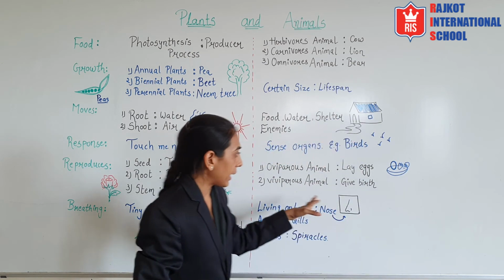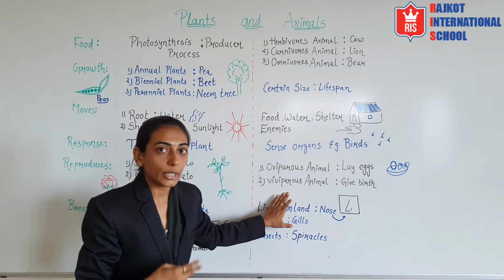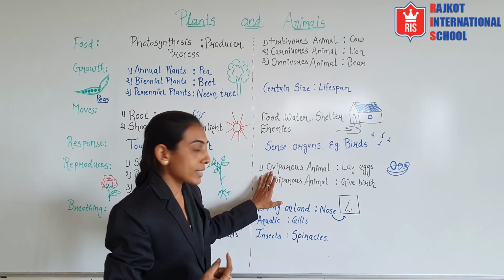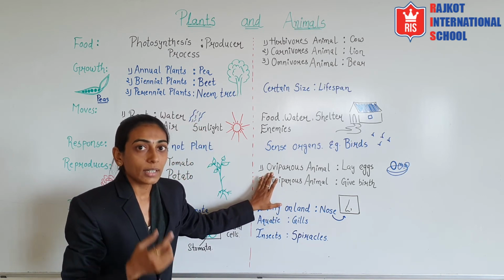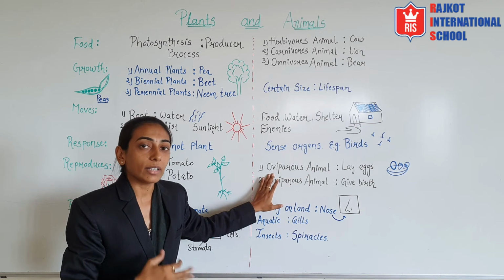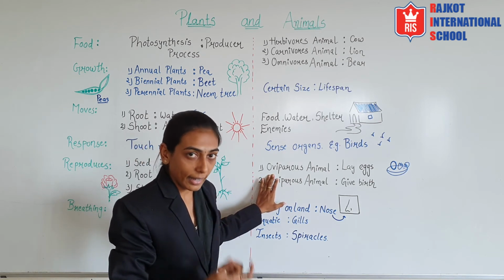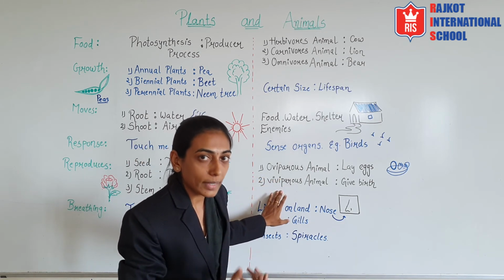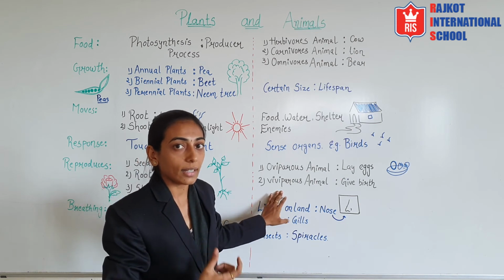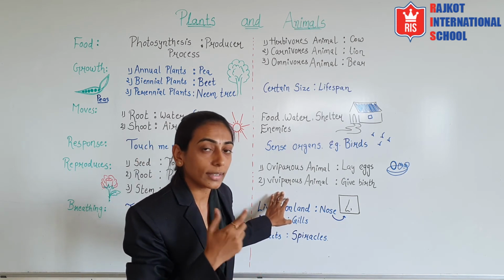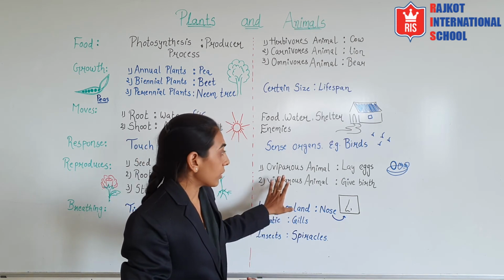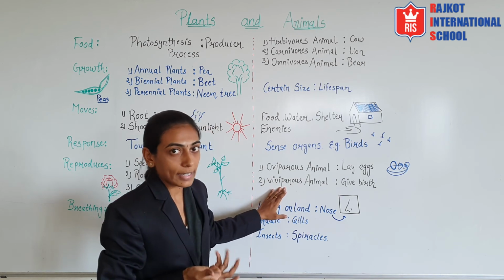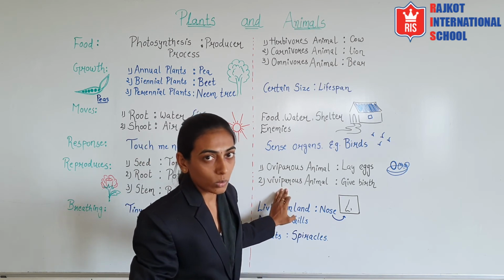On the side of animals, we can divide them into two. First is oviparous animals, those animals who lay eggs. And second, viviparous animals, those animals who directly give birth to their young ones. Say for example, we human beings or a cow.